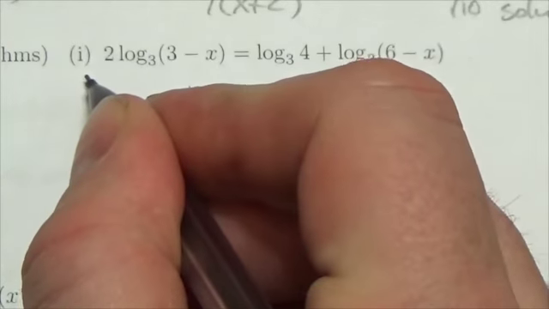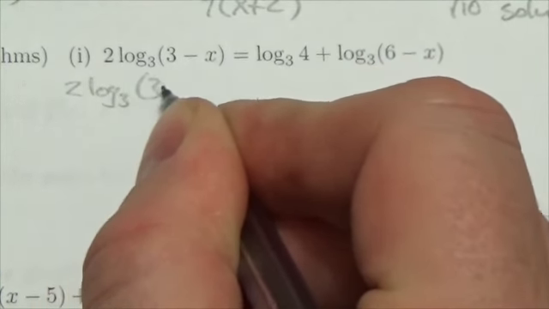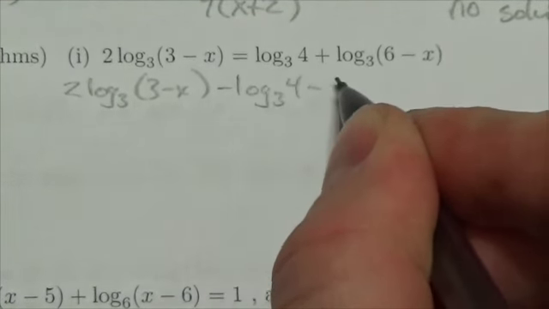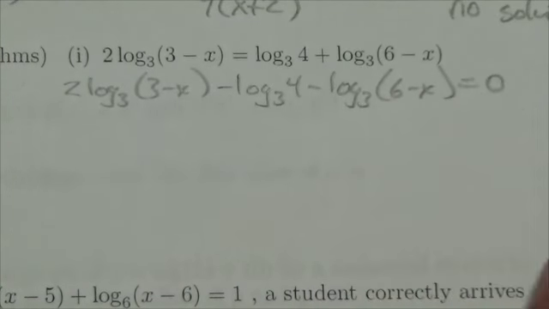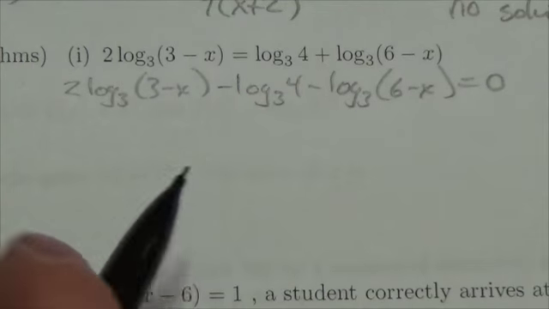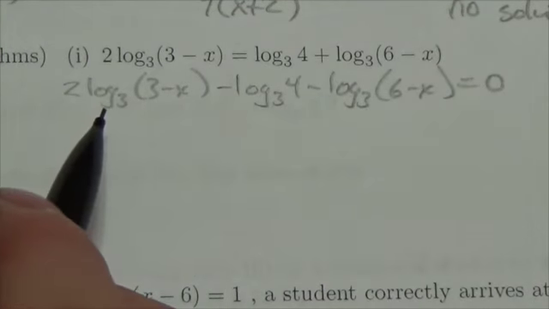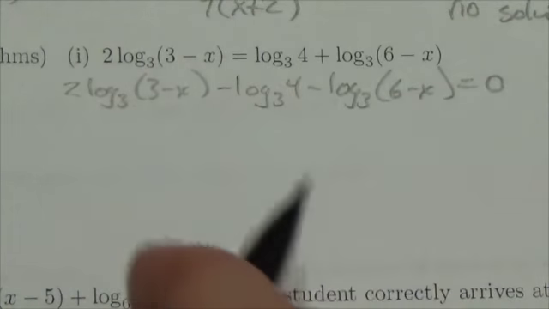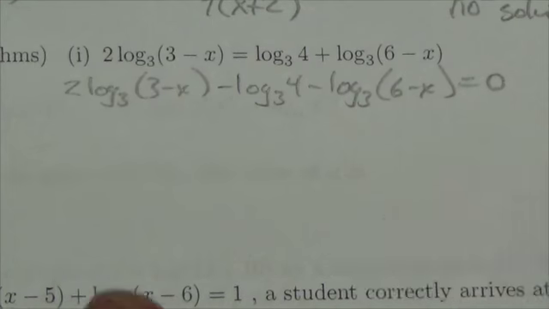So here we go. This will start off as 2 log base 3 of (3 minus x) minus the log base 3 of 4 minus the log base 3 of (6 minus x), and that'll equal 0. Now, what I want to do here is combine these all into one logarithm. Remember, the number of logarithms shouldn't increase here. If after bringing everything over, in a step or two, you've got more logs than you start with, you're doing it wrong.